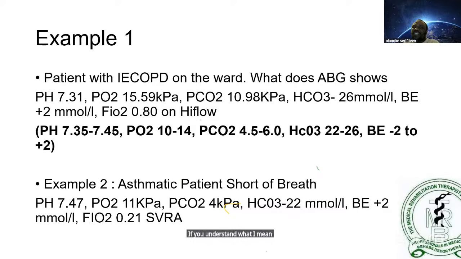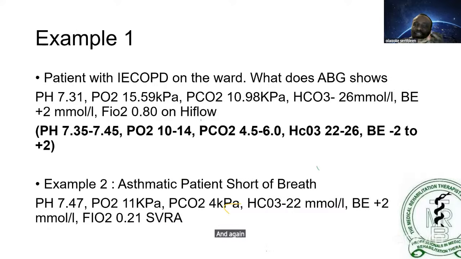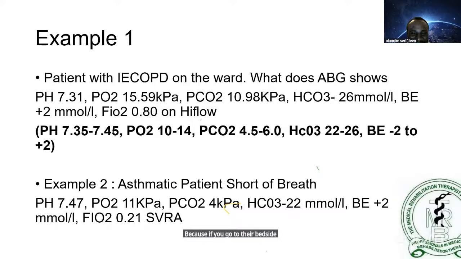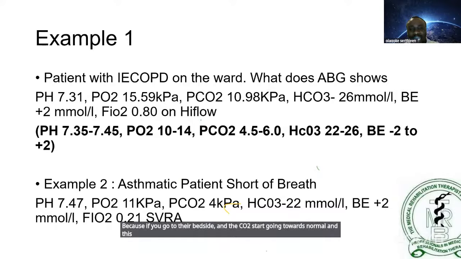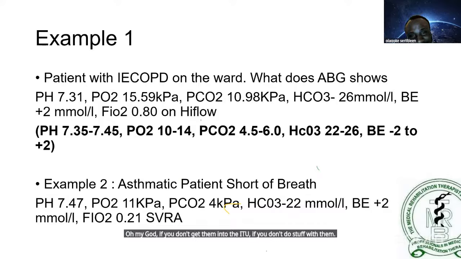So that means when you are at their bedside, in fact, nursing staff should be running a series of ABGs in this kind of patient group. Because for an asthmatic patient, everybody is always very concerned about their CO2. If you go to their bedside and the CO2 is going towards normal, and this person was hyperventilating before and is now very, very drowsy, oh my God, if you don't get them into the ITU, if you don't do stuff with them, they die.